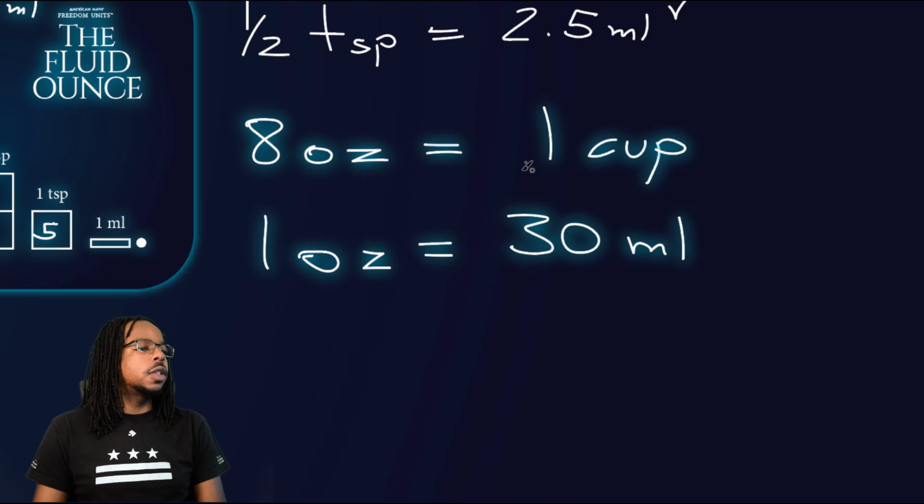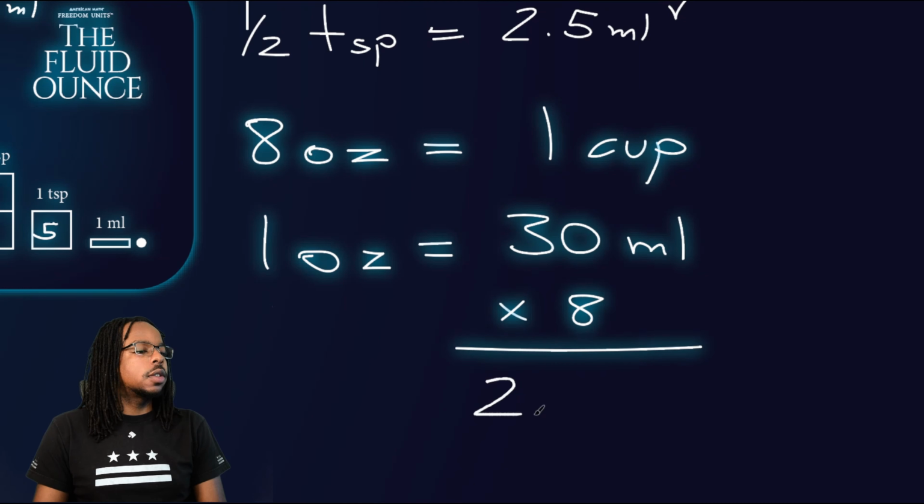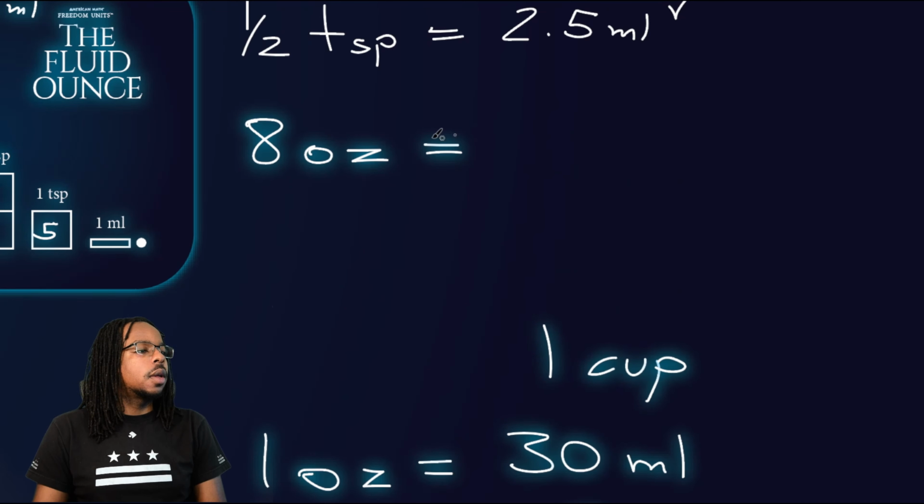And now you can just do some basic multiplication. If we have 8 ounces to get 1 cup, then we just need to multiply 30 by 8, which gives us, if we multiply this by 8, this gives us 240 milliliters. So now we know 8 ounces equals 240 milliliters.